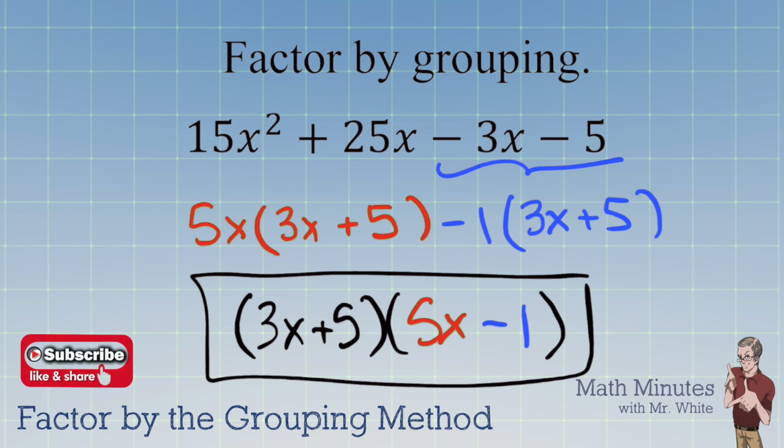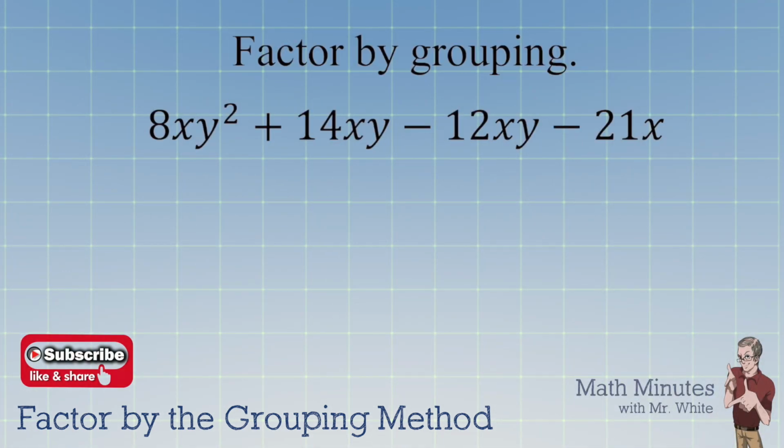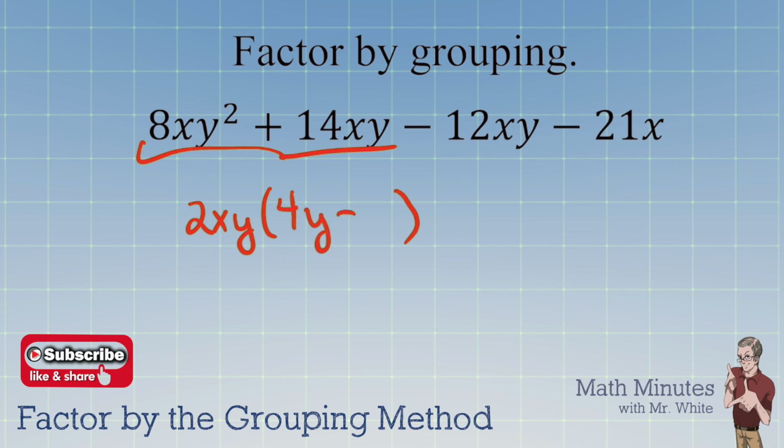One more example queued up here. Oh my goodness, look at this. What a mess. But let's just dig into it. We look at those first two terms. They're both divisible by 2, and I see they both have an x, and I see they both have a y. So let's go ahead and factor that out, and that leaves behind 4y plus 7. Okay, well, that wasn't so bad.